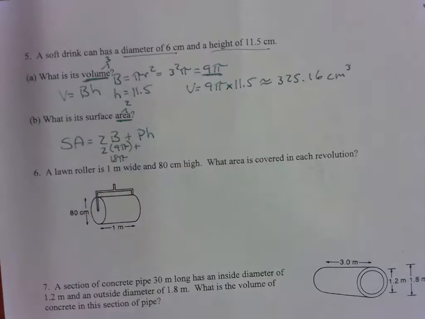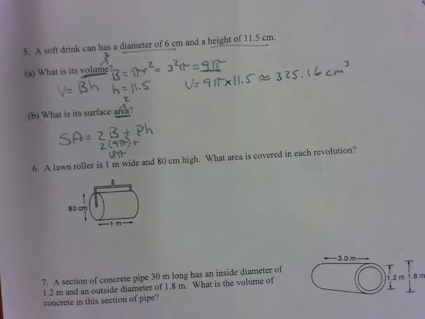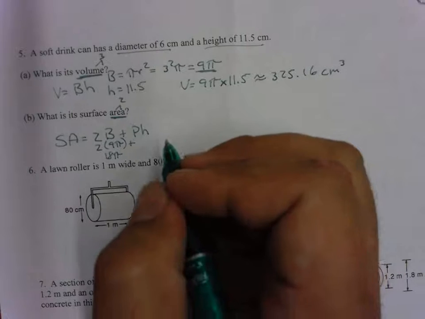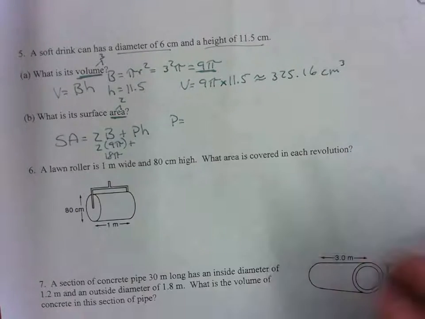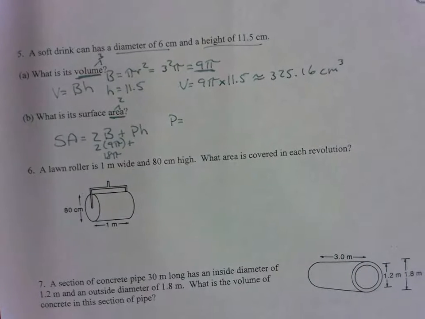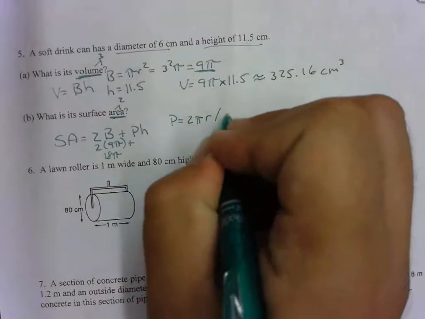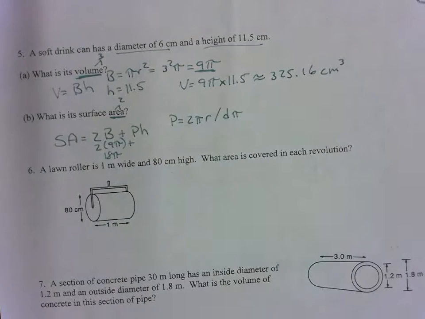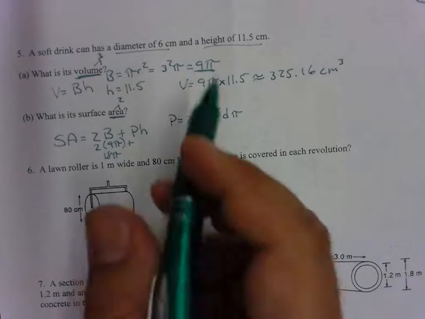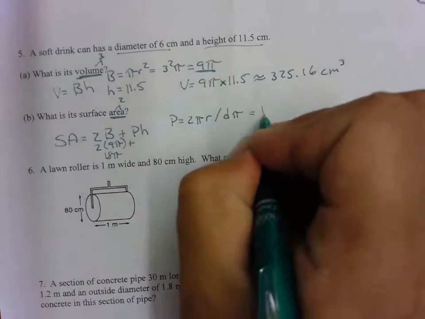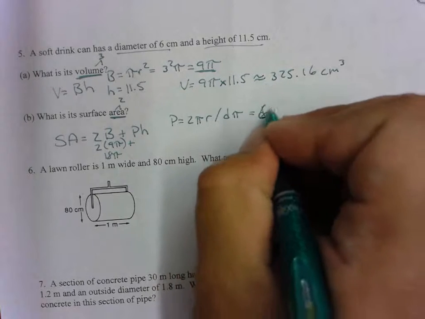Then you have to find the perimeter. What's the perimeter of a circle called? Circumference. The circumference is 2 pi r or diameter times pi. They gave me the diameter, so I'm using the diameter. So the perimeter is 6 pi.